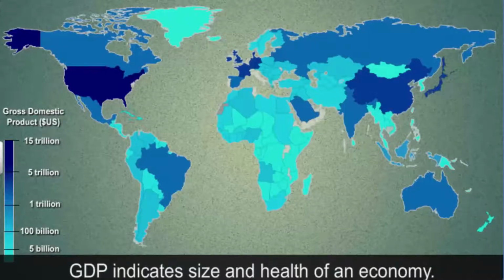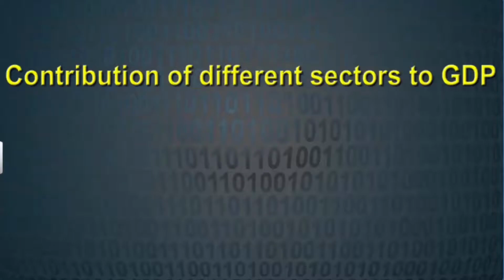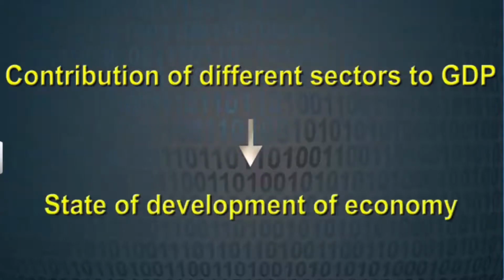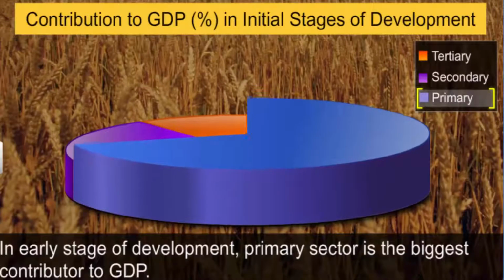Let us now see how much different sectors contribute to the GDP of a country. Statistical data reveals that the contribution of different sectors to the GDP of a country depends on the state of development of that country's economy. An economy starts developing based on natural resources and products. Thus, at the initial stage of development, the primary sector is the biggest contributor to GDP.